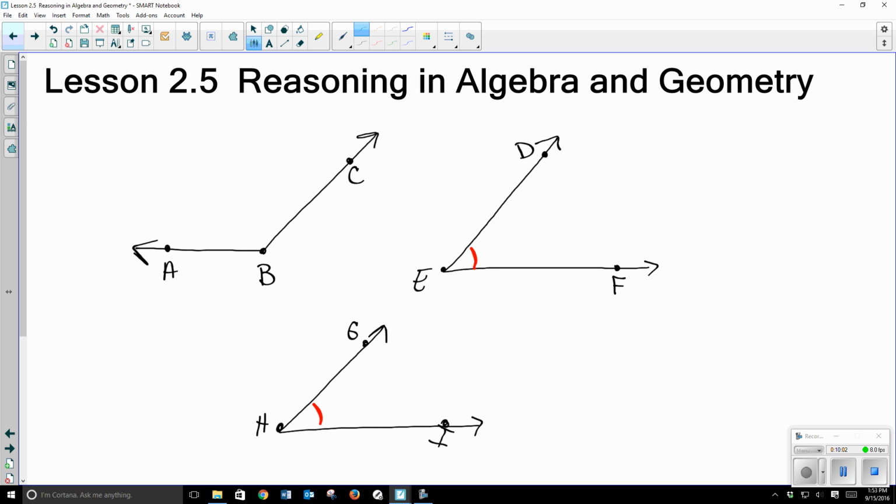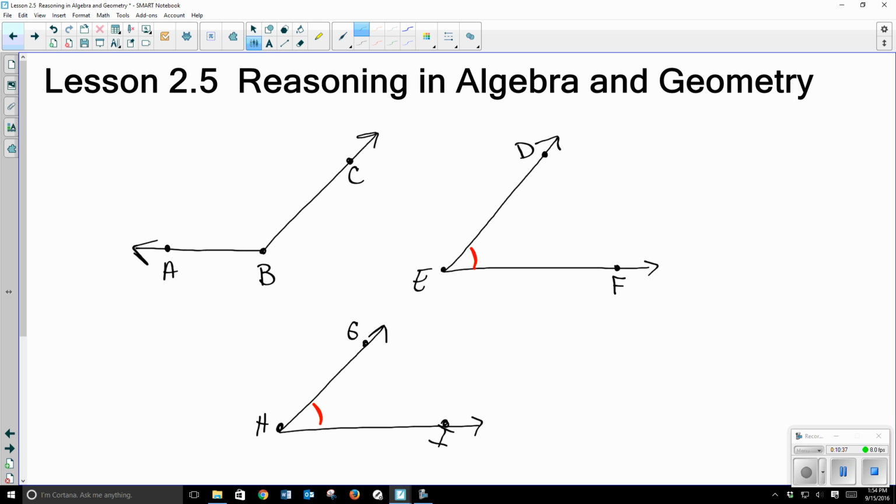The only way two angles can be supplementary and congruent at the same time is if they're 90 degrees. Does that make sense? You had one of those in your homework the other day, where it said supplementary angles cannot be congruent, and the counterexample was two right angles are supplementary and they're congruent. Okay.